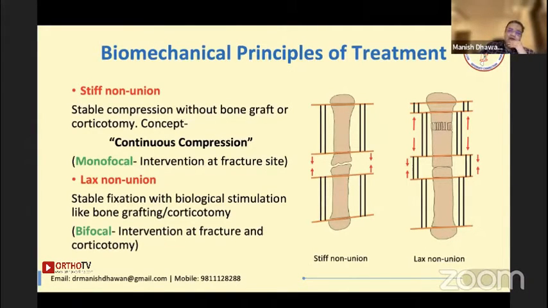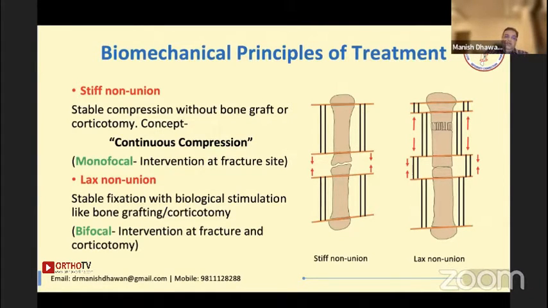Stiff non-union: you have to do a continuous, stable compression without bone graft or corticotomy. You don't require any bone grafting. If you give continuous compression, as Professor Ilizarov said, this is monofocal intervention at the fracture site. When you are only concerned about the fracture site, that is the definition of monofocal.